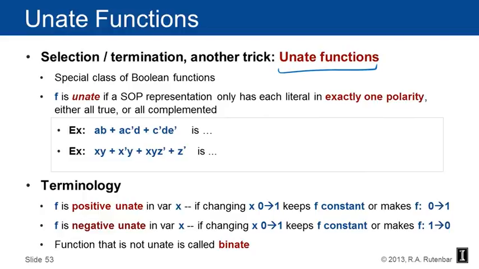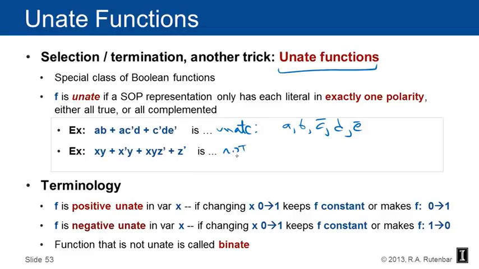So this particular function, AB plus A C bar D plus C bar D E bar, is unate. And the reason it's unate is that you only see each variable in true form. So you see A's, but you don't see any A bars. And you see B's, but you don't see any B bars. And you see C bars, but you don't see any C's. And you see D's, but no D bars. And you see E bars, but no E's. It doesn't matter what polarity. They don't all have to be positive. They don't all have to be negative. They just have to be one polarity, right?